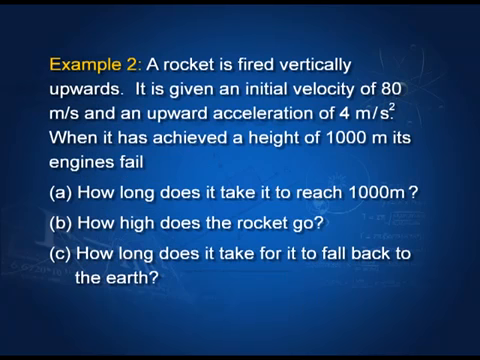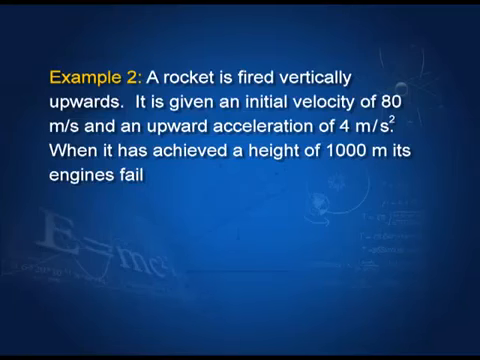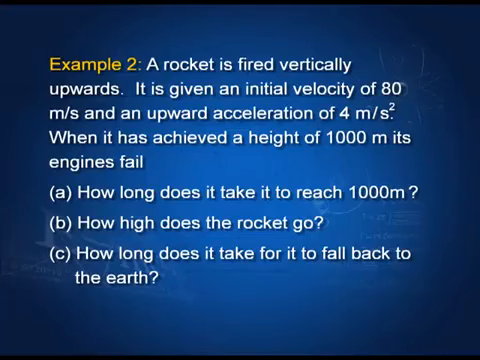Let us take another example. This one example will illustrate ways in which equations of vertical motion are to be used. A rocket is fired vertically upwards. It is given an initial velocity of 80 meters per second and an upward acceleration of 4 meter per second square. When it has achieved a height of 1000 meters, its engines fail.